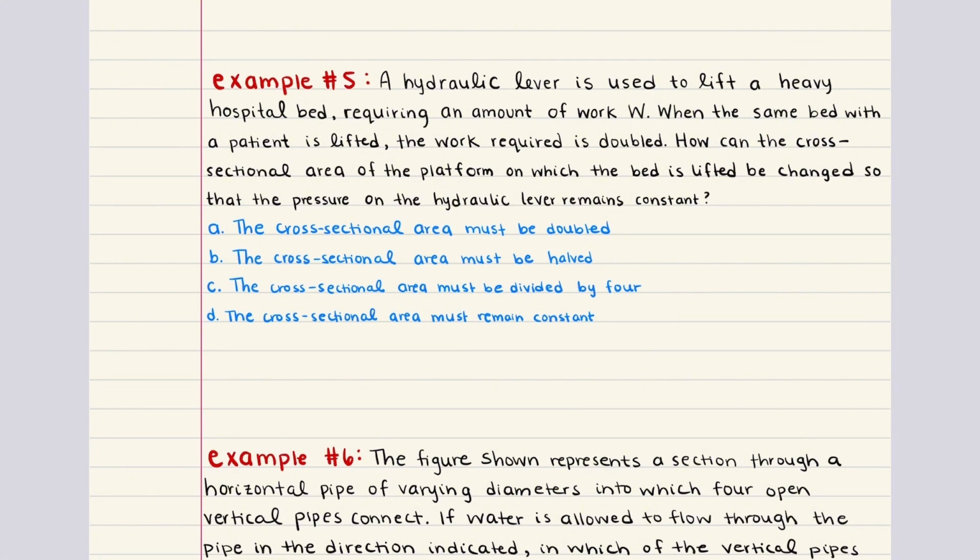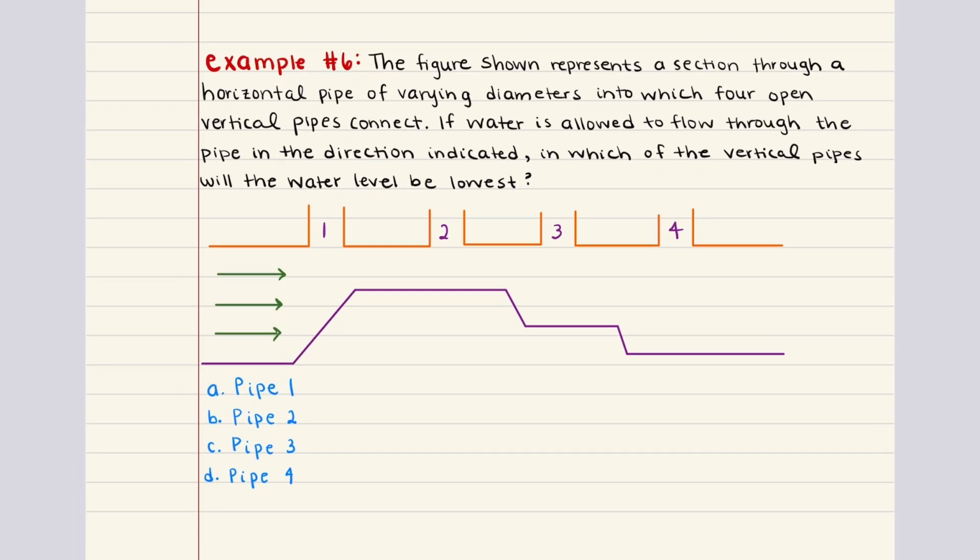Now, we're told that the work required to lift the bed with the patient is double the work needed to lift just the bed. In other words, the force required doubles when both the bed and the patient have to be lifted. To maintain the same pressure, we have to double the cross-sectional area of the platform of the hydraulic lever on which the patient and the bed are lifted. So the correct answer here is going to be answer choice A. The cross-sectional area must be doubled. Let's move on to problem 6.